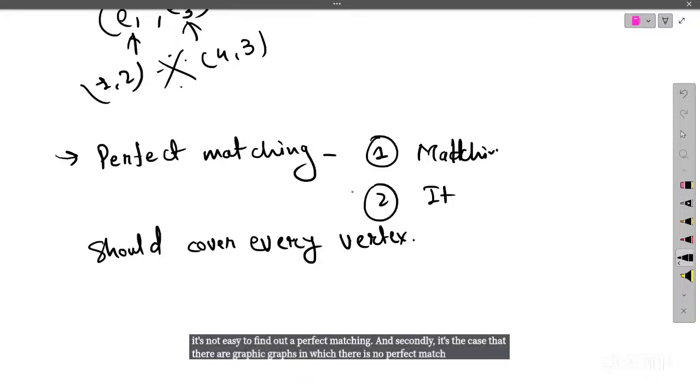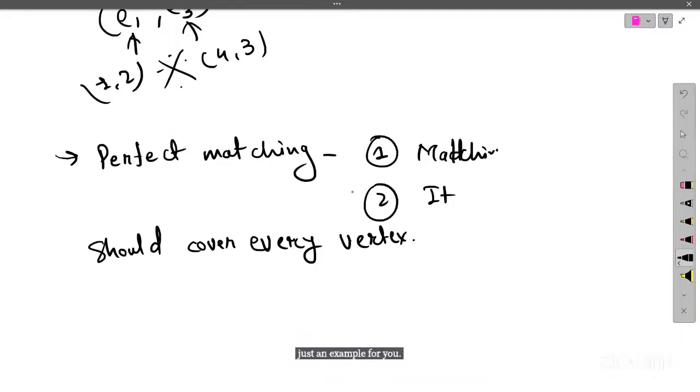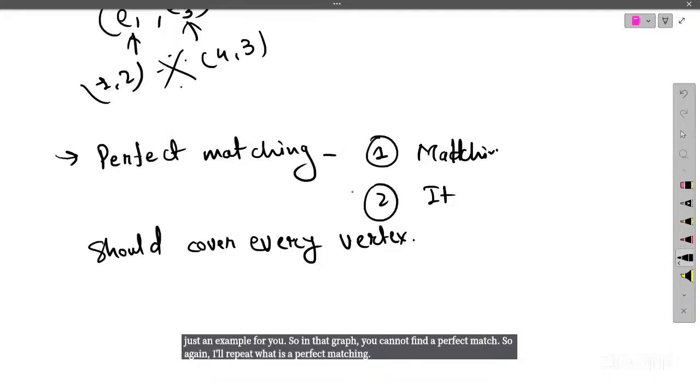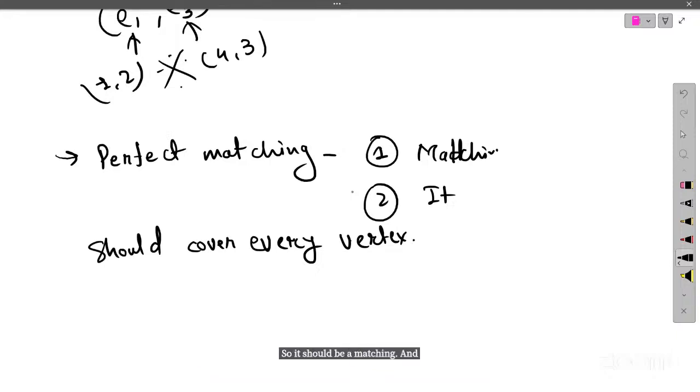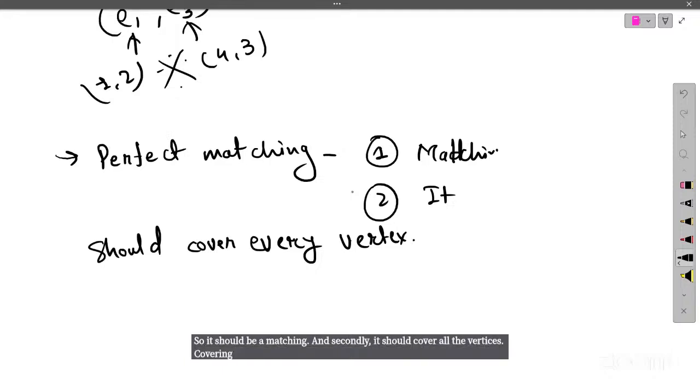And secondly, there are graphs in which there is no perfect matching. So if you consider a graph with 5 vertices in which every vertex is connected to every other vertex, it's just an example for you. In that graph, you cannot find a perfect matching. So again, I'll repeat what a perfect matching is. It should be a matching, and secondly, it should cover all the vertices. Covering all the vertices means every vertex in a graph should be an endpoint of at least one edge in our considered matching. Okay, so that's the meaning of perfect matching.